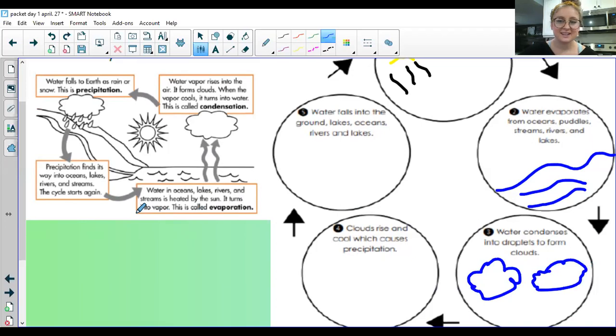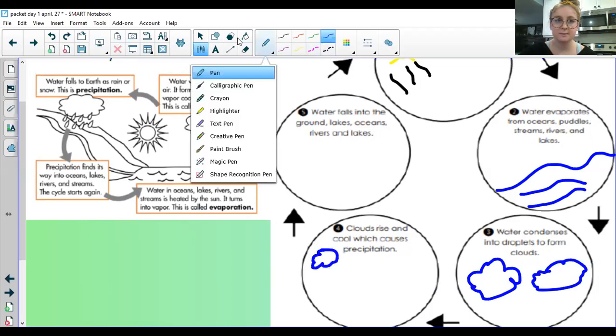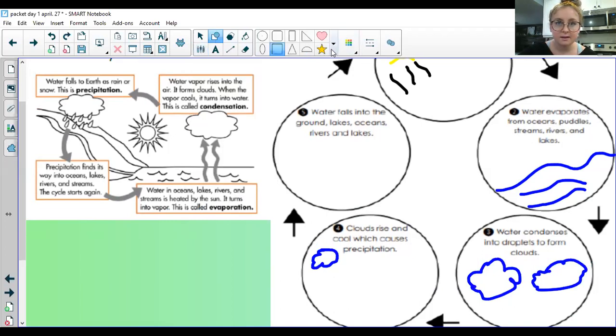There are my clouds. Clouds rise and cool, which causes precipitation. So if I have my clouds up here, I wish they had a cloud shape. I wonder if they do. Let's see, they might. They don't, bummer. Okay. Oh, that's a square. Don't know where that came from. Let's get back to my regular pen. Okay, here's my clouds. So you said it could be rain, snow, sleet, hail, whatever. I'm just gonna draw some raindrops.